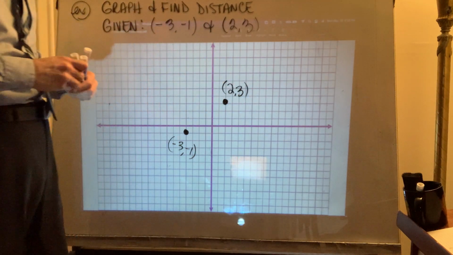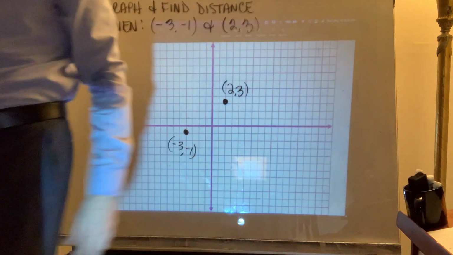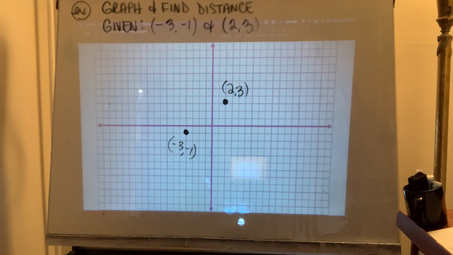Now if I were less of a dodo, I would have gotten a ruler, so I'm going to do that because I want to connect them. So bear with me one moment.